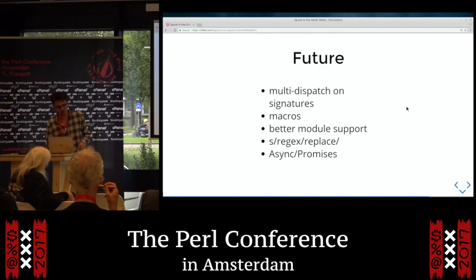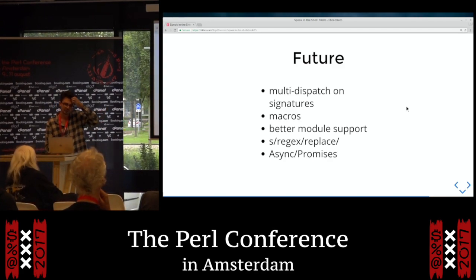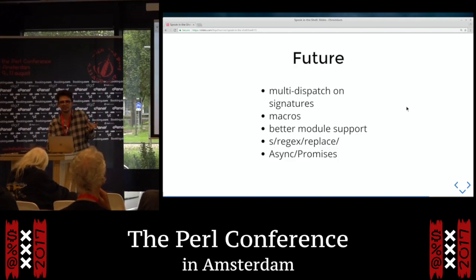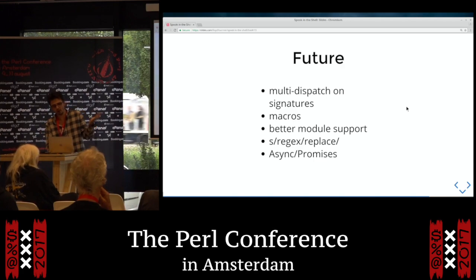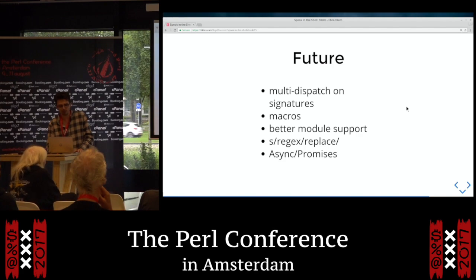Okay, so the future. I want to put multi-dispatch in it. Right now you have a kind of multi-dispatch on operating systems, but you don't have multi-dispatch on signatures, which is kind of annoying. And it's not like you're not getting the value you get from Recruito's multi-dispatch, because that's done at actual runtime. You're able to use the same name for different methods that do different things depending on the parameters. Macros, which would be really useful, because if you have a compile time language, I think macros are even more useful than they would be in Recruito. Better module support, regex replacing, and async and promises.